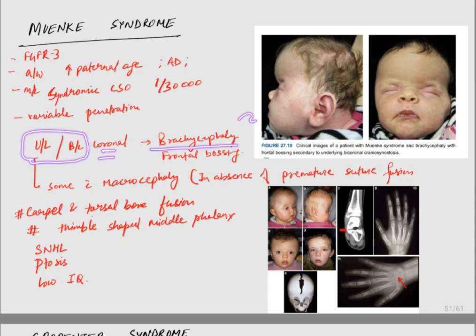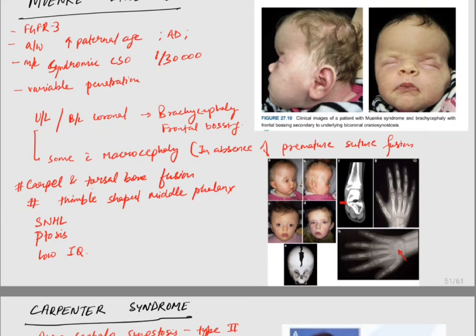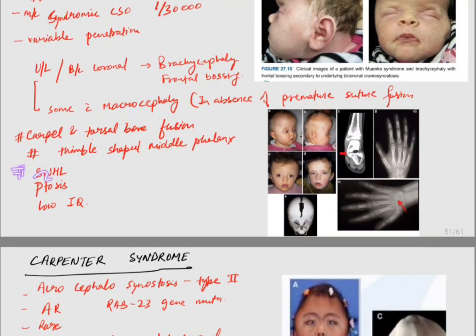Therefore, there is brachycephaly and frontal bossing. Sometimes there can also be macrocephaly in absence of premature suture fusion. Characteristic points in this condition are the carpal and tarsal bone fusion and thimble-shaped middle phalanx. So here we can see the tarsal bone fusion and here carpal bone fusion. There is also a thimble shaped middle phalanx. There is associated sensorineural hearing loss, ptosis and IQ is low.